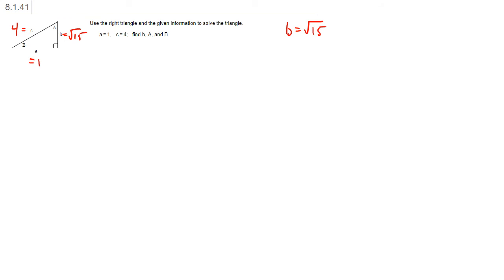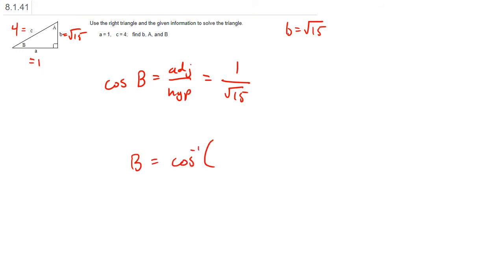Well, let's go ahead and set up some trigonometric ratios involving the angles we don't know. For example, the cosine of angle B. Well, that's going to be adjacent over hypotenuse. Adjacent to angle B was 1, and the hypotenuse was of length root 15. So the cosine of B is 1 over root 15, which means B is the arc cosine of 1 over root 15. Again, if leaving radicals in the denominator is somehow seen as a problem, this would be the same thing as the arc cosine of root 15 over 15.